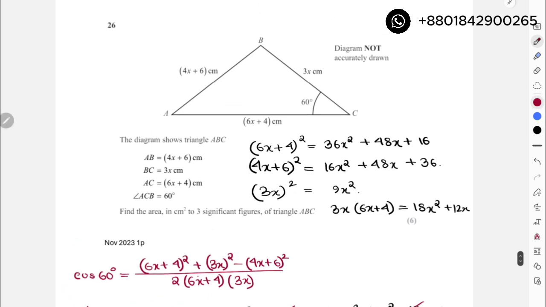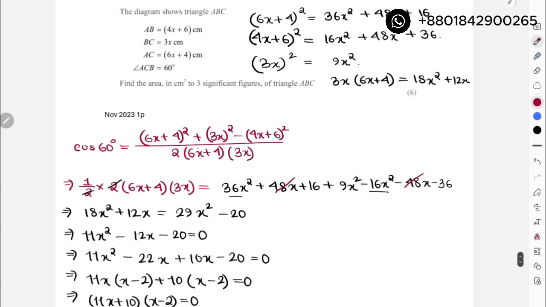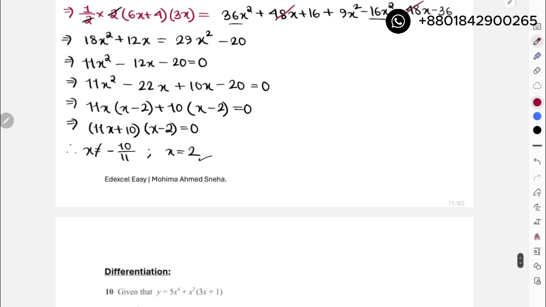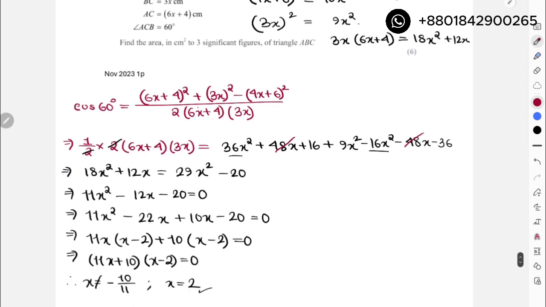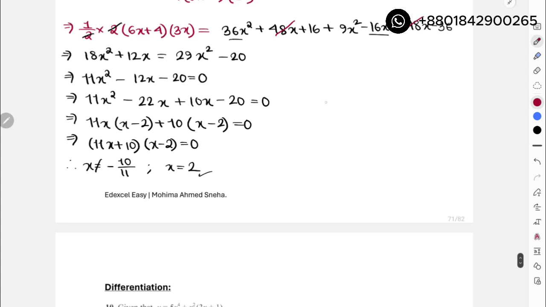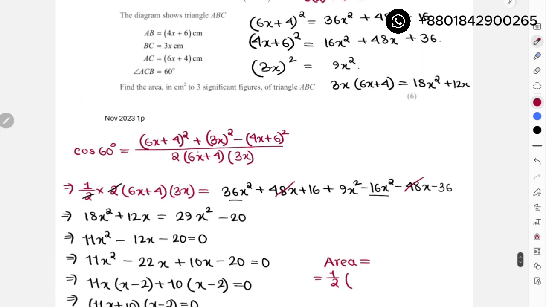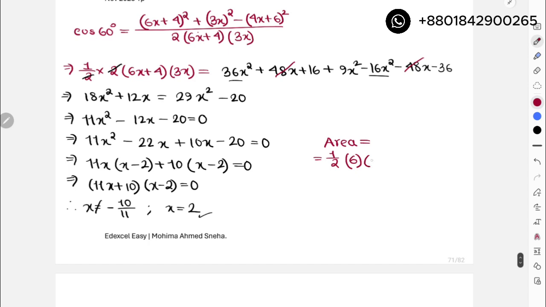That means this 3x is actually going to be 3 multiplied with 2. This becomes 6, and this 6x plus 4 is going to be 6 with 2, that's 12. 12 plus 4 is going to be 16, right? So now we can use that to find out the total area. I can easily calculate the area using the half AB sine theta formula. So I can easily use this as area as half AB. The lengths are 6 and 16. So 6, 16, and then sine 60 degree.